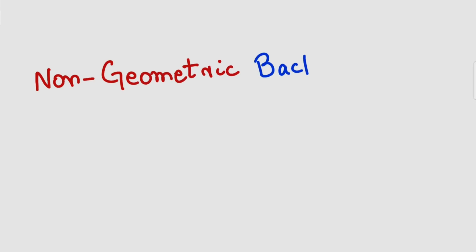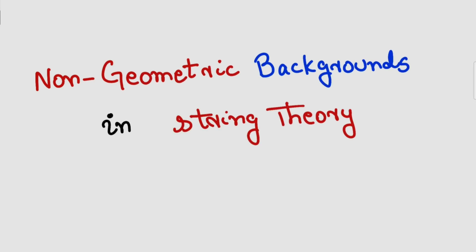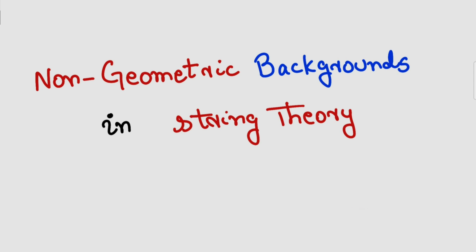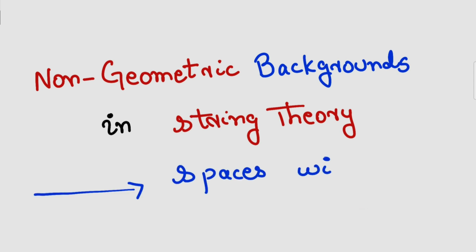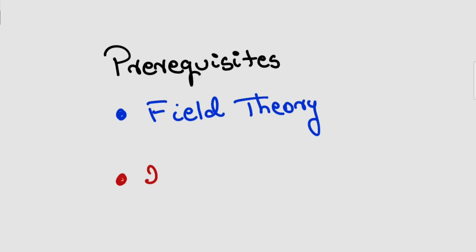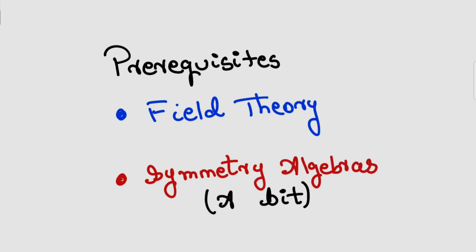This is a video about non-geometric backgrounds in string theory. We will define these terms precisely in the following, but naively, these can be thought of as spaces on which a string moves that don't have a geometric interpretation. A basic understanding of field theory is required. I'll try to make it as accessible as I can without distorting the results.